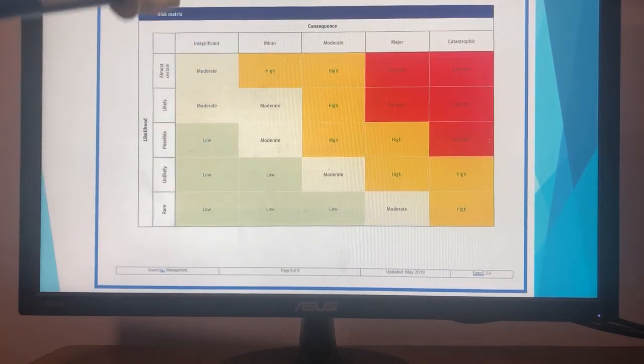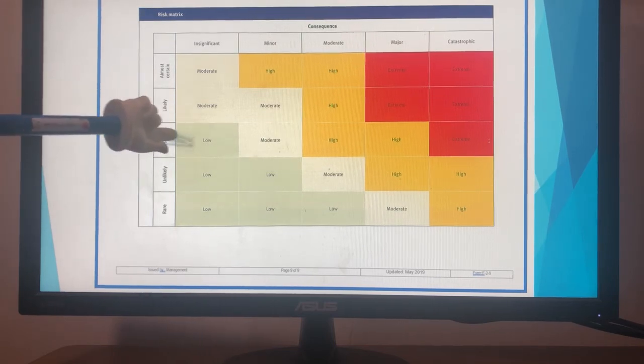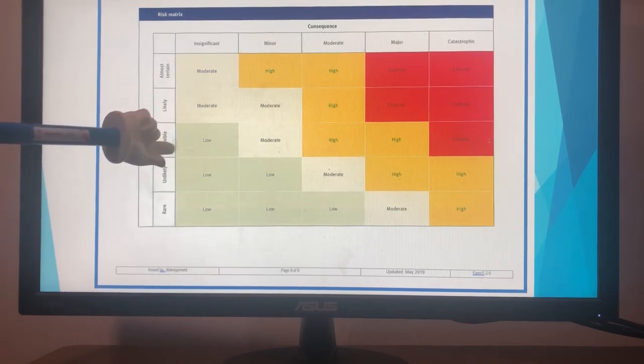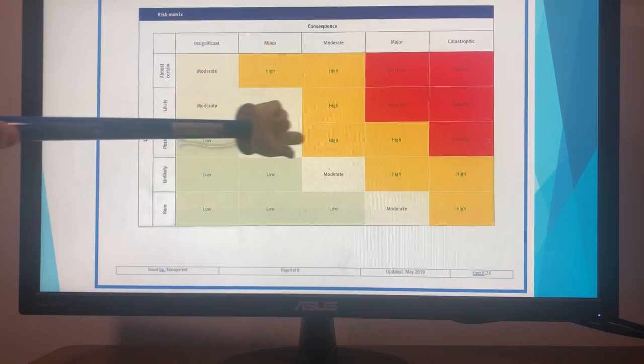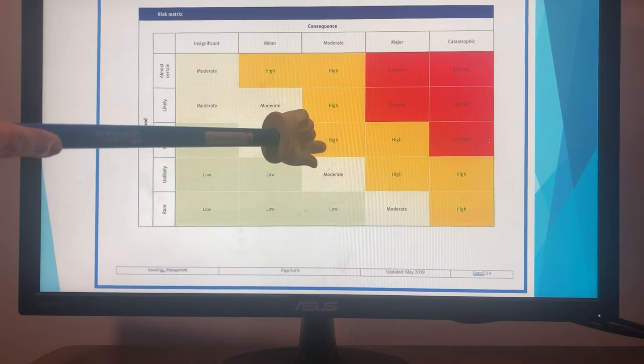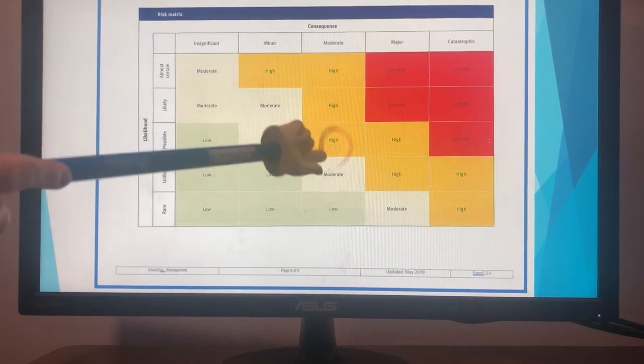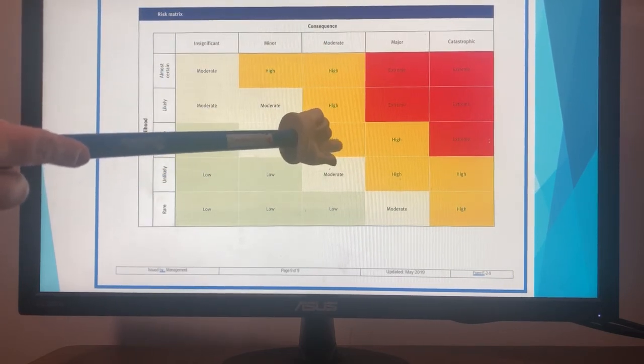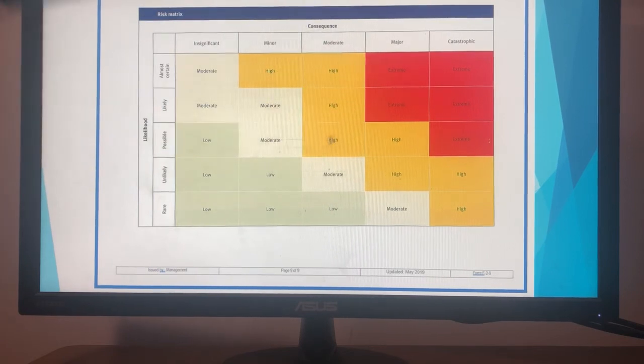Okay, so what we want to do is go, okay, so public, is the public going to be of risk to the children? Well, it is possible. So we come over here, and then if the public is going to be a risk, looking at the consequence, what could the consequence be? So it could be moderate. So we go over here. So our likelihood would be possible, our consequence would be moderate, and then that equals high. So we are still in that high risk category. And it's important that we identify that through our risk assessment as well.